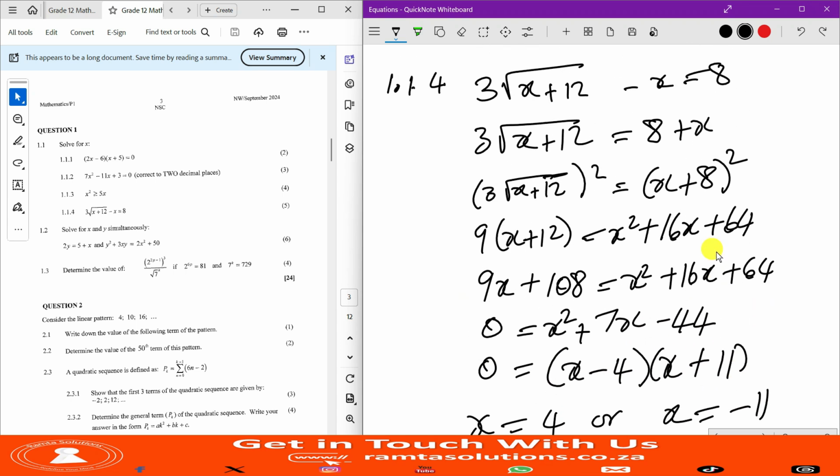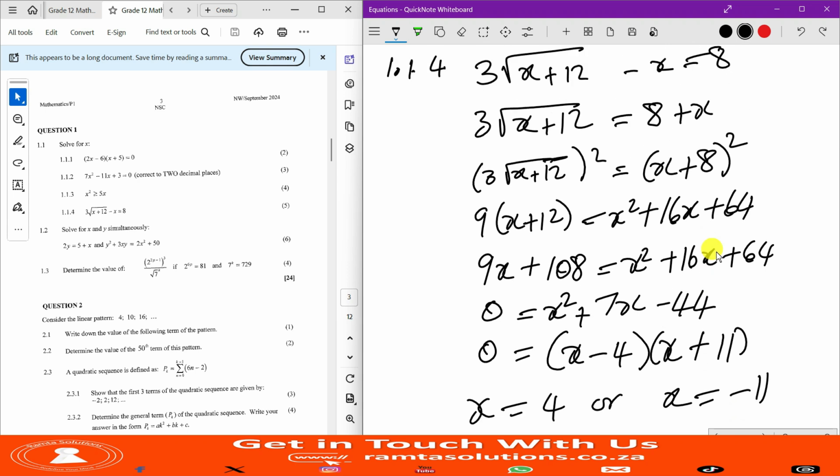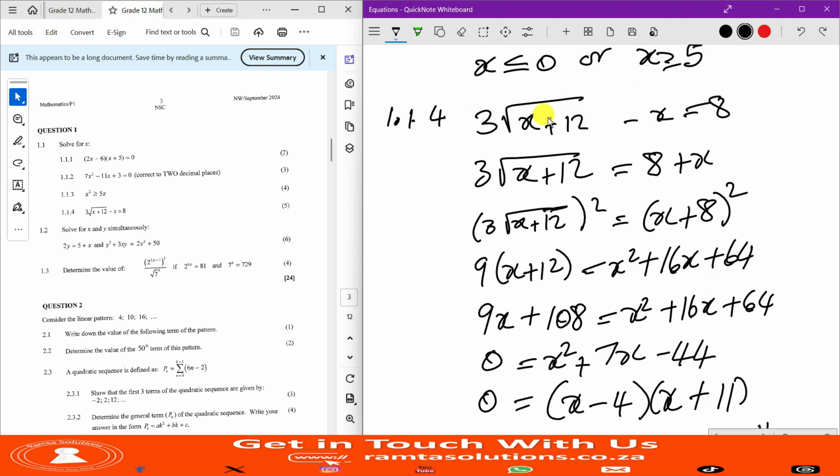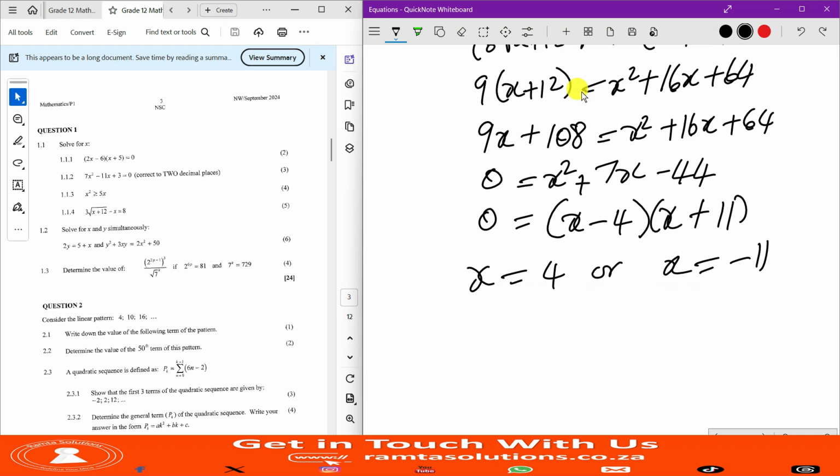But let's see. I'm going to start with 4. Remember, guys, when you look at this equation that is given here, the highest power is 1. This means you can only have one possible solution. The maximum solutions is 1. The highest power of the variable x is 1. So only one solution is possible. So let's see. We said we found x equals 4.